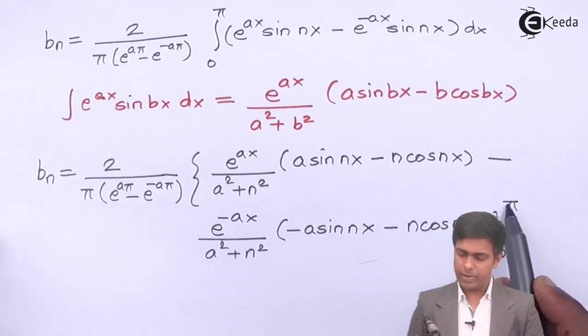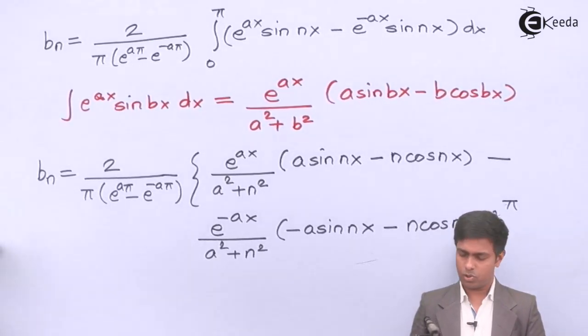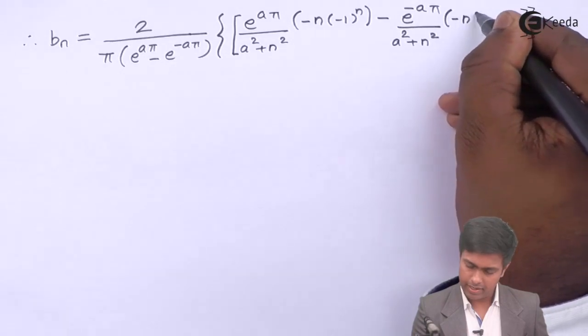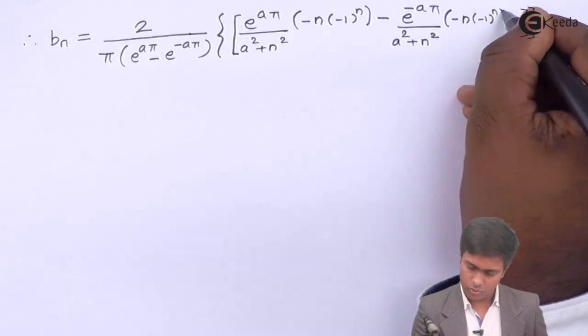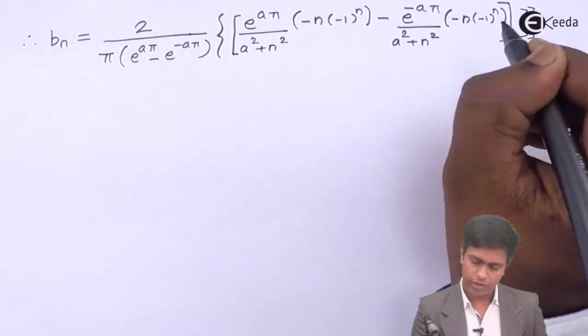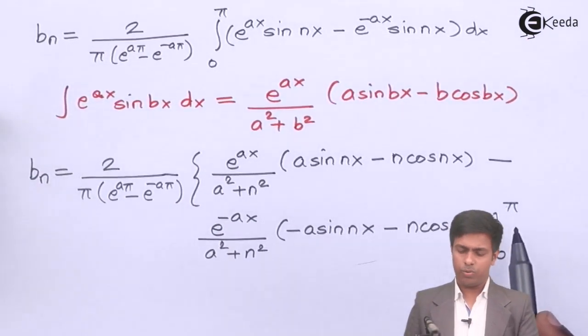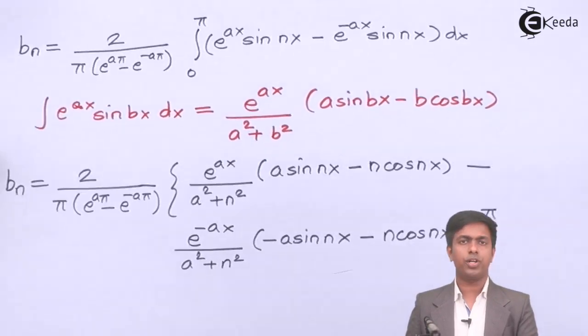Next, sine n pi, again 0. Cos n pi, minus 1 raised to n, into minus n. So minus n into minus 1 raised to n. So this is what we got by substituting the upper limit, that is pi. Now the middle sign is minus, and now let's put the lower limit.